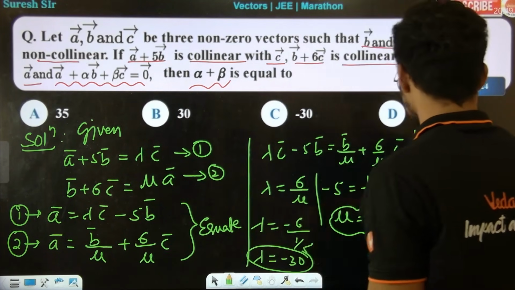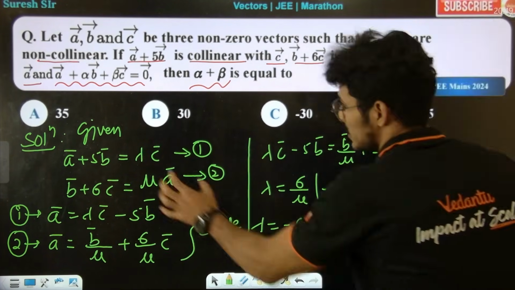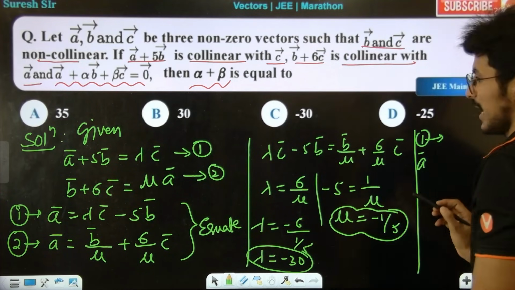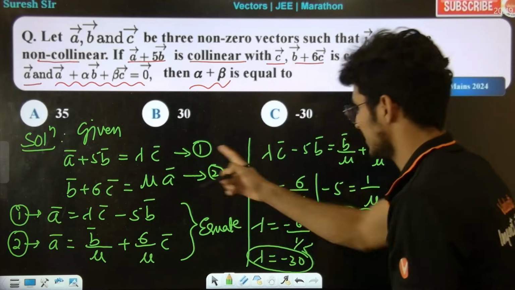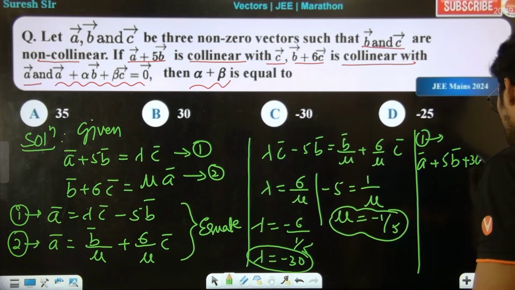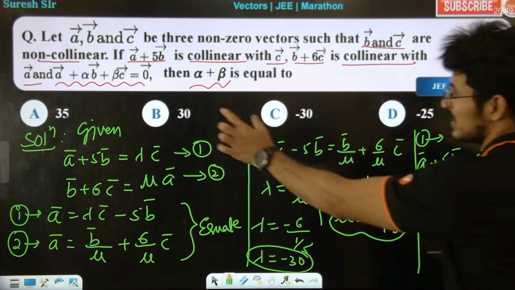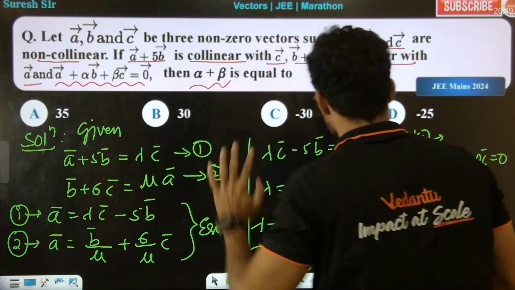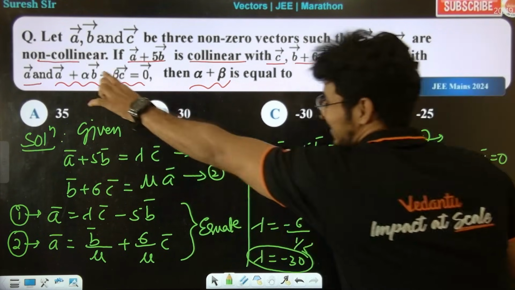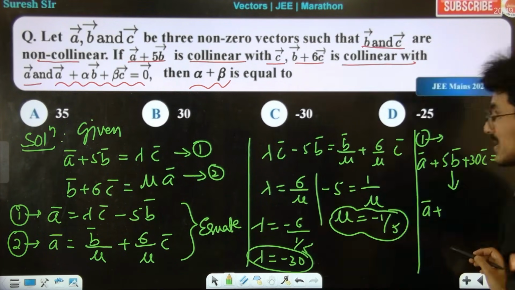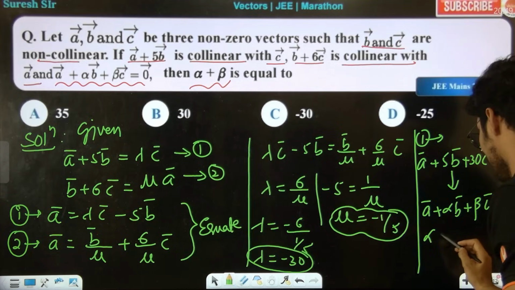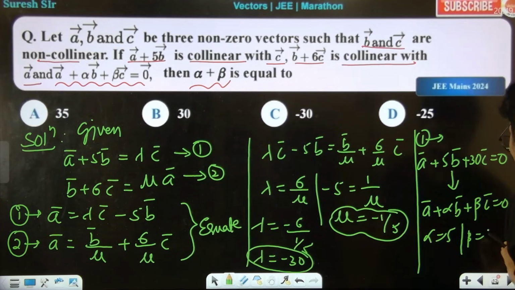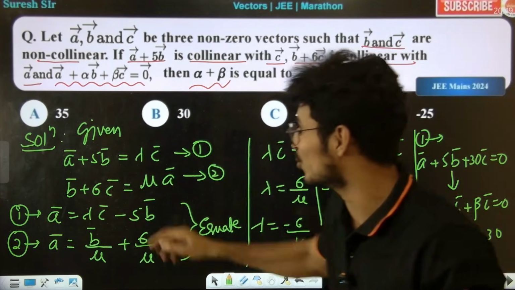Lambda value minus 30, right? So from the first equation, A vector as it is, plus 5B vector minus 30C. So the left side, if I am shifting that, now A, B, C. If I compare this with the vector A plus alpha B plus beta C equal to 0, what comes? Alpha is 5, and beta is 30. Alpha plus beta is equal to 35.